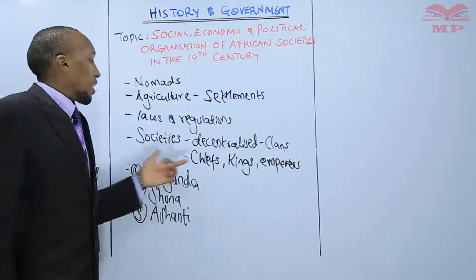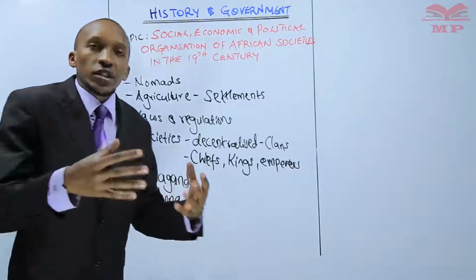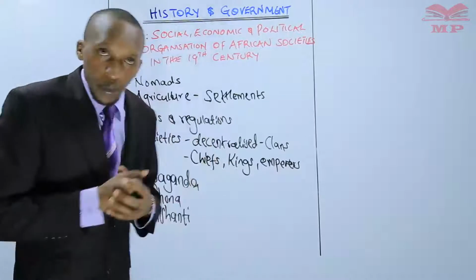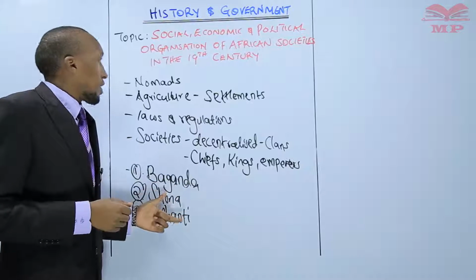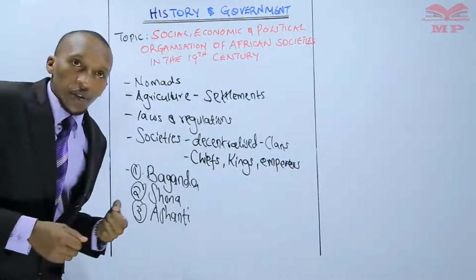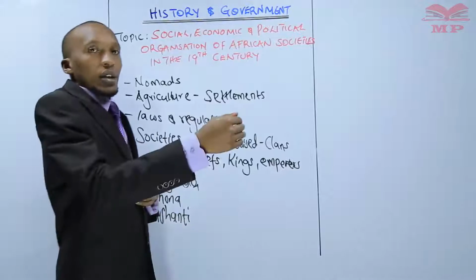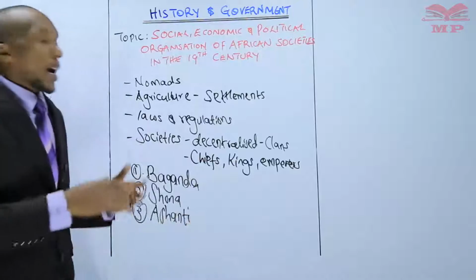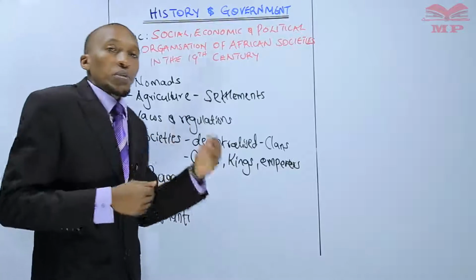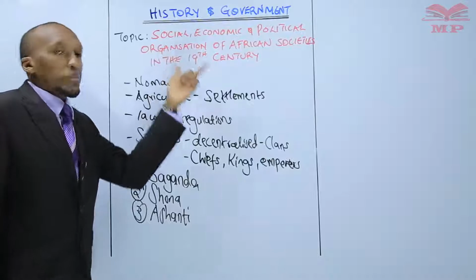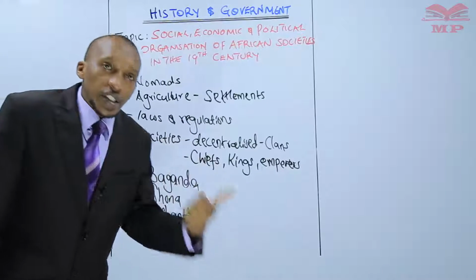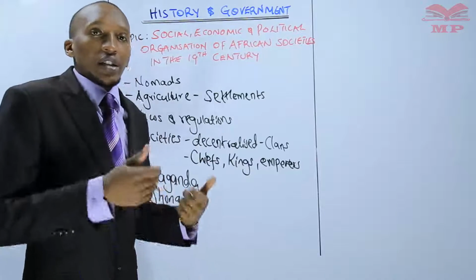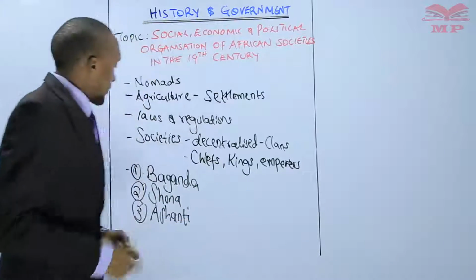These groups had organized themselves. They had elaborate systems of government and elaborate systems of worship, and that is what we are going to be discussing. When we talk of social, how were people interacting with one another? What were the rules and regulations based on how people interact? When we talk of economic, what were the activities that the people engaged in to maintain their livelihood?